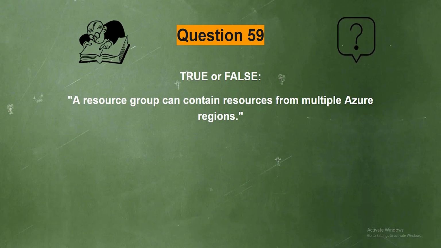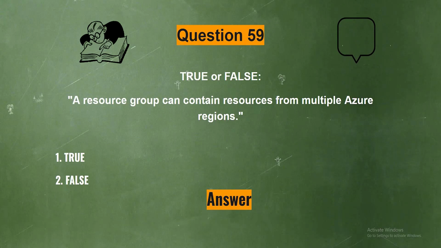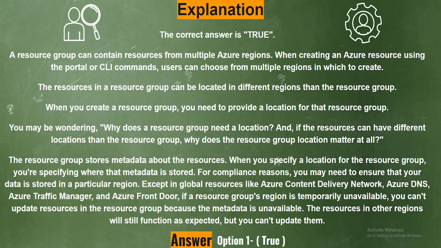Question 59. True or false? A resource group can contain resources from multiple Azure regions. And the options are option 1, true, option 2, false. And the correct answer is option 1, true. Explanation. The correct answer is true. A resource group can contain resources from multiple Azure regions.